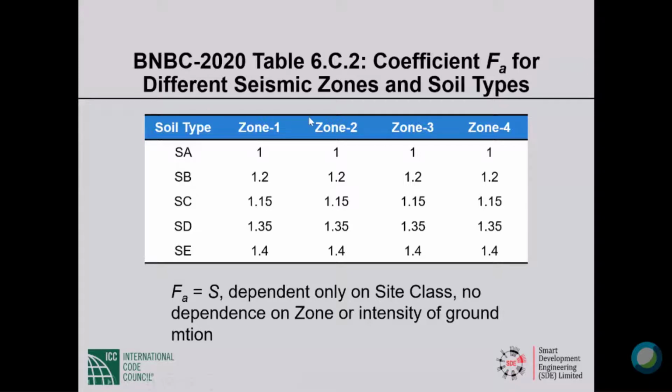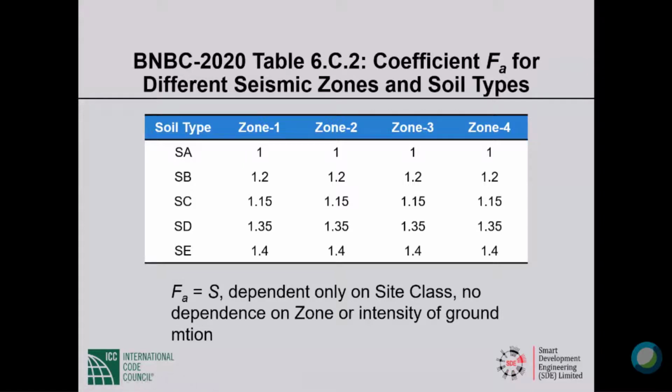Okay? So these are the F sub A values. I would draw your attention to the fact that although we have multiple rows for the 4 seismic zones, the values are exactly the same. The values of the site coefficients do not depend on the intensity of ground motion as in ASCE 7-05. Those are fixed values. Okay?